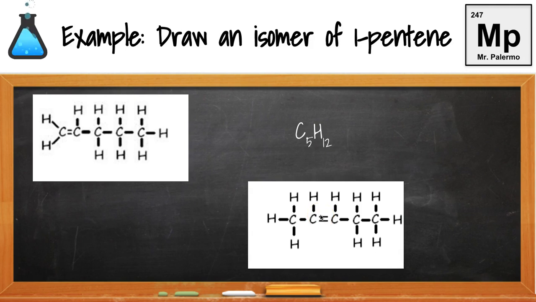Now this is the only isomer that I can make by moving this double bond, because if I move the bond here, then I'm also creating 2-pentene. And if I move it here, I'm creating 1-pentene. Remember, we can read left to right or right to left.